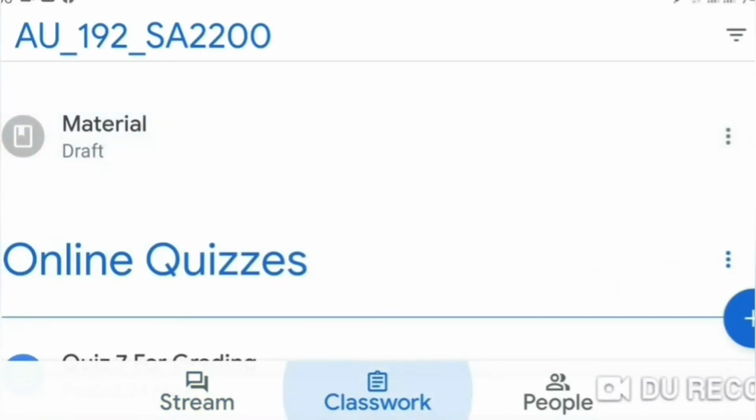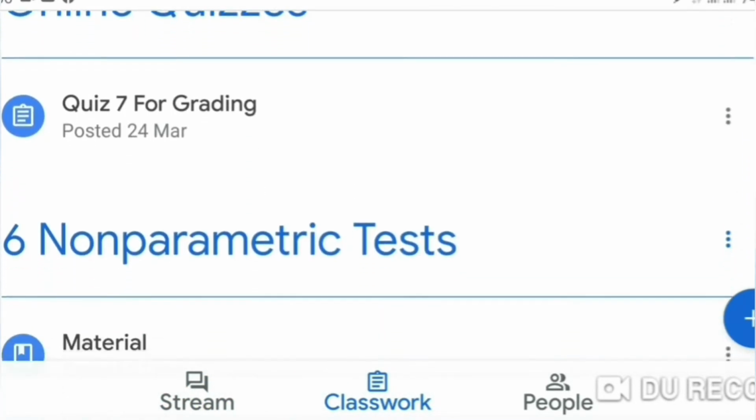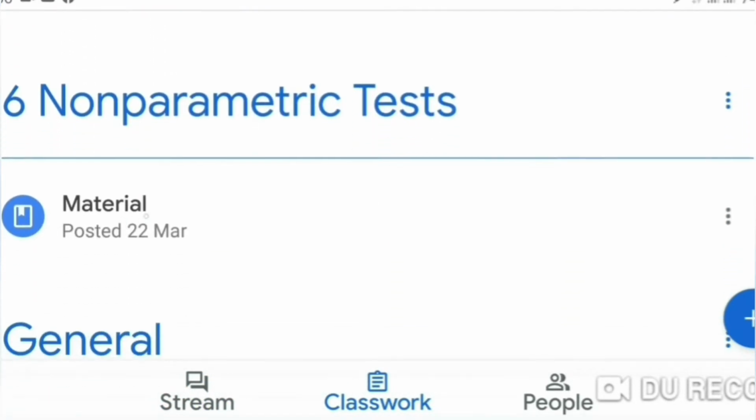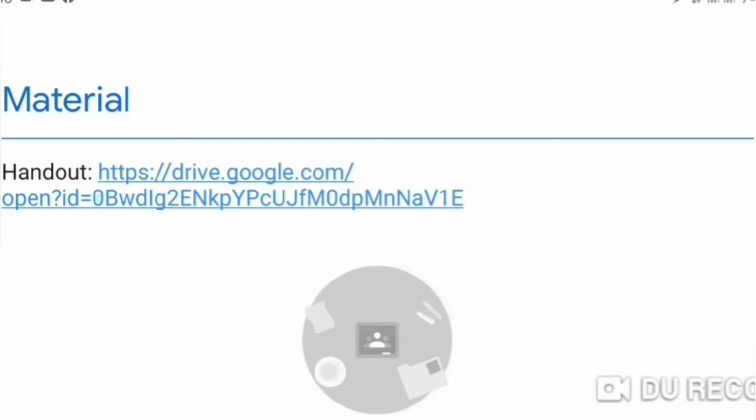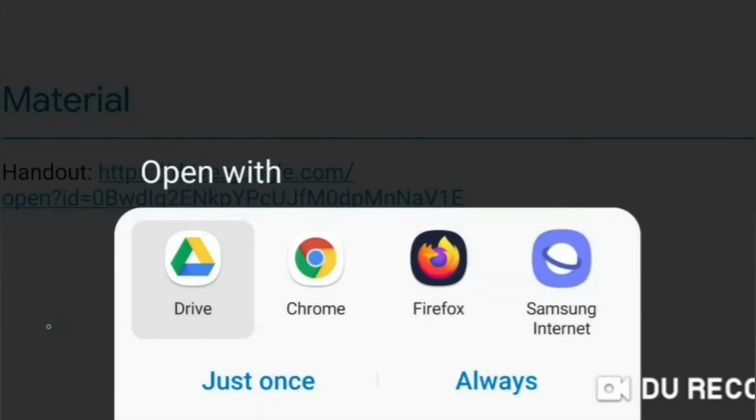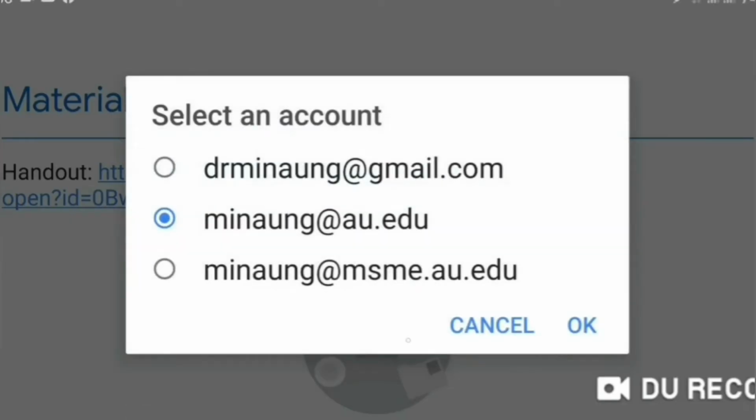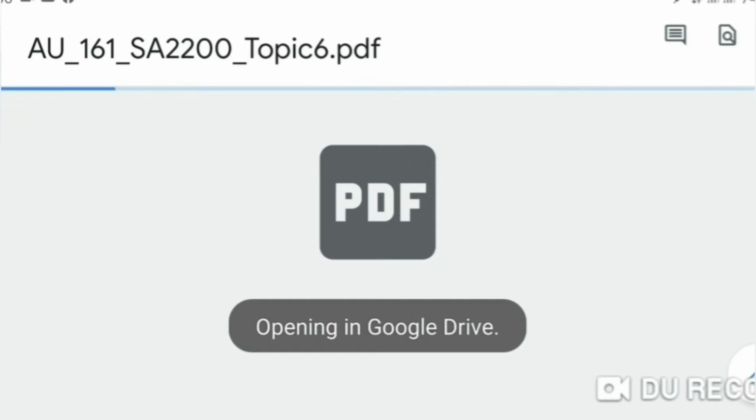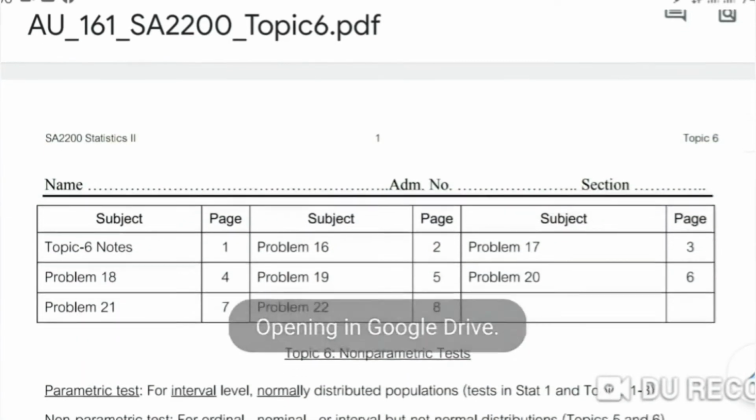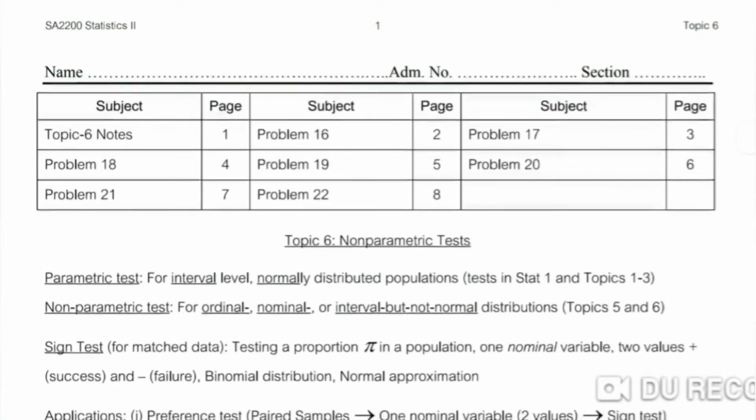Press classwork. Topic 6, nonparametric test. Material, handouts, press the link, opening. This is the topic 6 handouts.